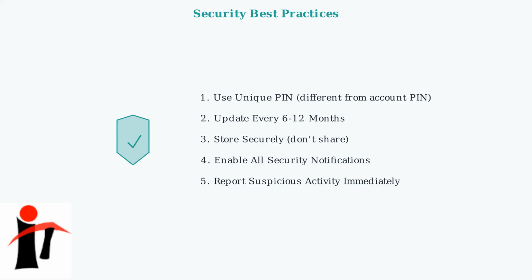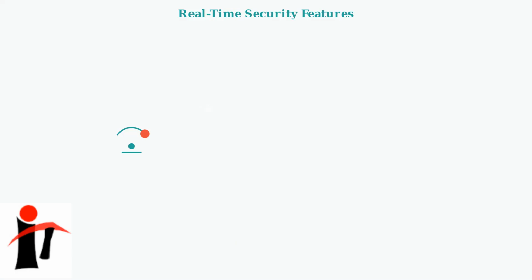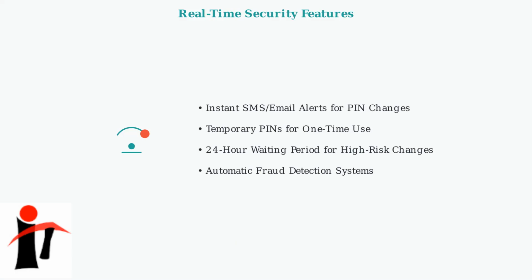Use a unique PIN that differs from your account PIN and other passwords. Update it regularly every 6 to 12 months. Metro now provides real-time alerts for any transfer PIN changes and offers temporary PIN features for specific transactions. These enhancements give you immediate notification of account activity and additional control over your security.